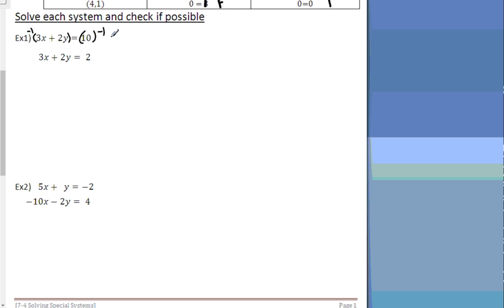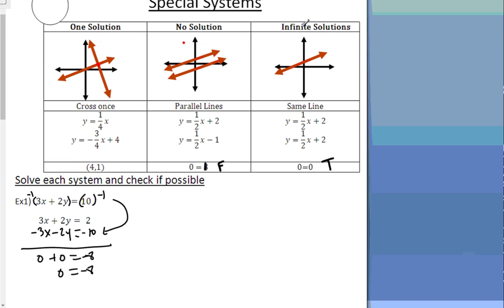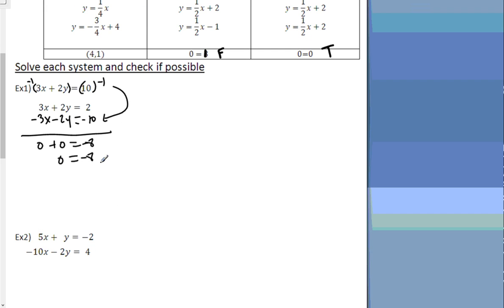So if I do that, I'm going to write this down here. It becomes -3x minus 2y equals -10. Now everything's lined up, right? And these are opposites, and I get 0 plus 0 is equal to -8. So I get 0 is equal to -8. Is that true, or is this false? See, the variables all went away. So now that the variables went away, I know that it's either no solution or infinitely many solutions. So which is it? Well, is 0 equal to -8? No, this is false, and that means no solution.